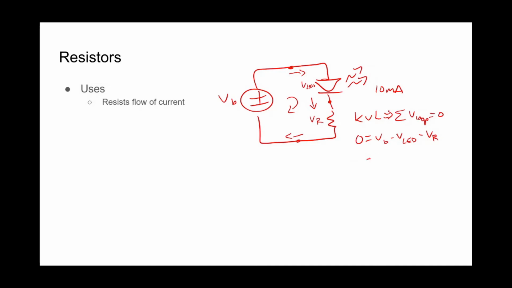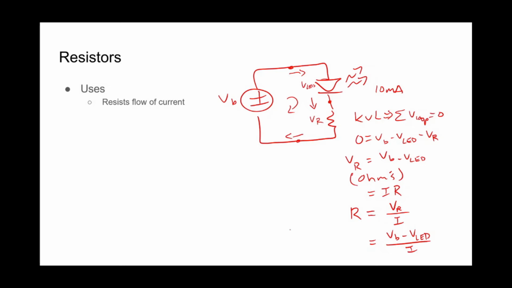So let's keep it general, why not? V_R equals V_B minus V_LED. All right, now because of Ohm's law, we know that V_R equals our current I times our resistor R. So if we wanted to select the proper resistor for that, we would say R equals V_R over I, or (V_B minus V_LED) over I.